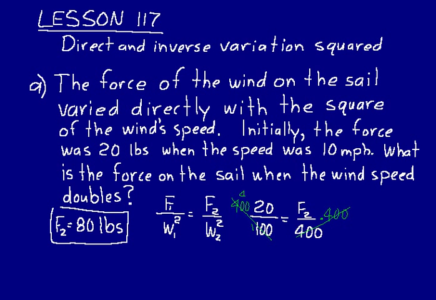So see what happened there? When our wind speed doubled, our force did not double. It quadrupled, basically. It increased by a factor of 4. So these problems, if there's a squared part in there, you set them up just like you do other direct and inverse variation problems, except one or the other of the quantities will be squared, and you just need to make sure and do that. Okay, well that's all for lesson 117.